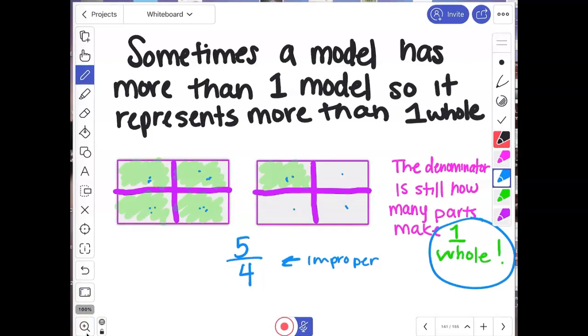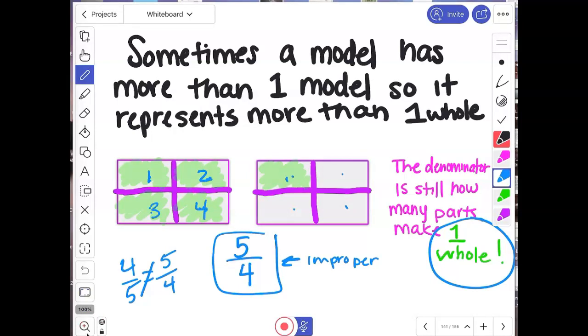It's not, though. And I want to be clear, 4/5 and 5/4 are not the same thing. These are not equal. So you can't just flip it around and write it the other way. Even though this looks wrong, it's actually correct. Because the denominator tells me how many parts are in one whole. 1, 2, 3, 4. And how many total are shaded, which is 5.